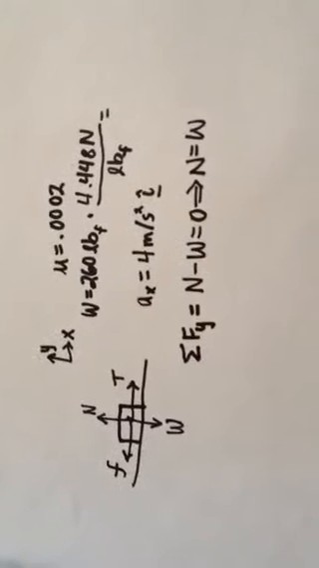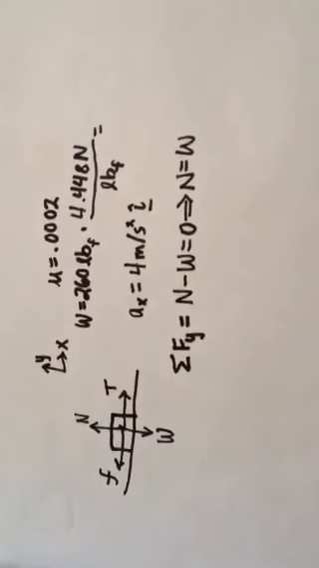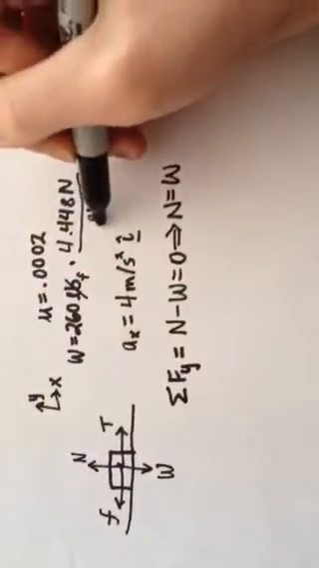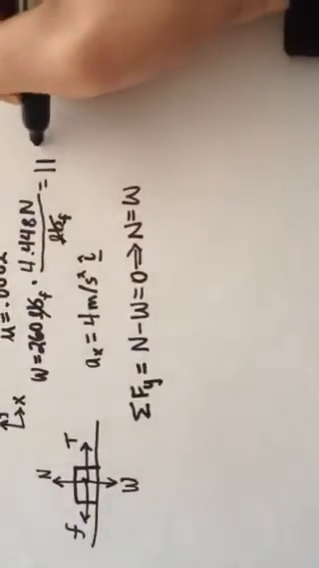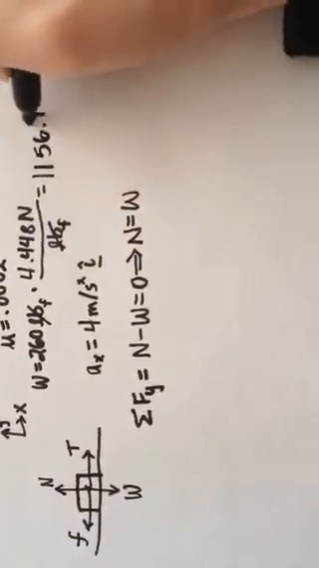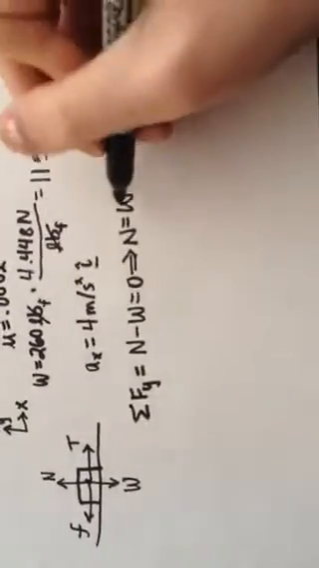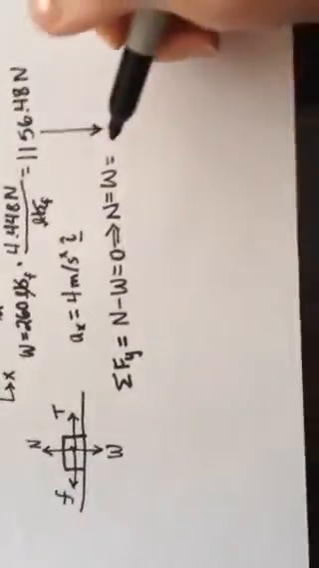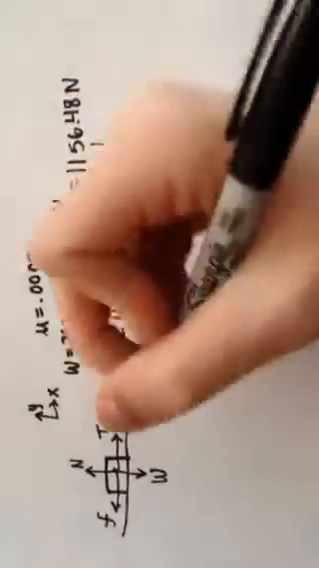Let's use a calculator. 260 times 4.448 is, and then this cancels and you're left with newtons. 1156.48 newtons. That is our weight in newtons. So that is what this equals. And now we just need to find the thrust force T.